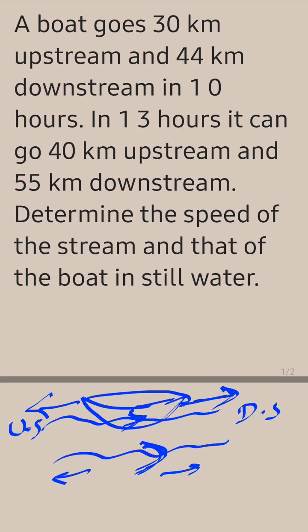So the relative speeds are different for downstream and upstream. Downstream means we have to take the relative speed by adding the speeds. We have to add the boat and stream speeds. And upstream means we have to subtract their speeds, that we are going to do.